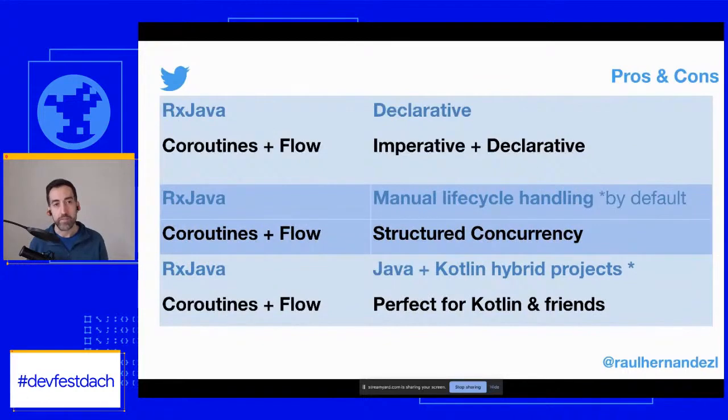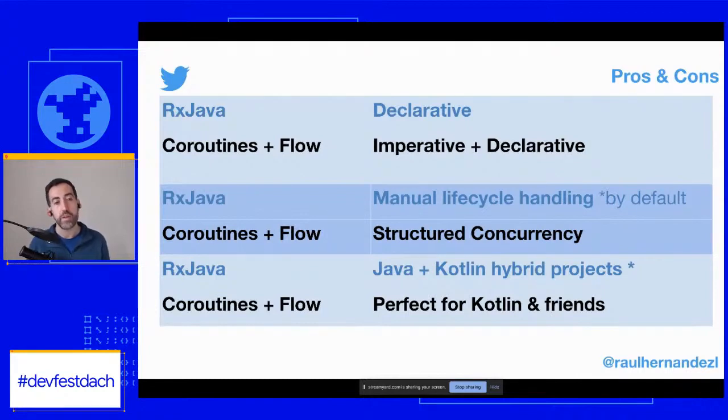RxJava is declarative 100%. And again, coroutines, suspend functions are imperative, but flows in general are declarative. So you have to balance those things that I already mentioned. Then for RxJava, there is manual cycle handling, when you need to dispose them yourself, unless you have another library that does it for you, because there is more than one, actually. Or maybe you have coroutines and flows, and then you have structured concurrency that is super convenient and is going to help us a lot.